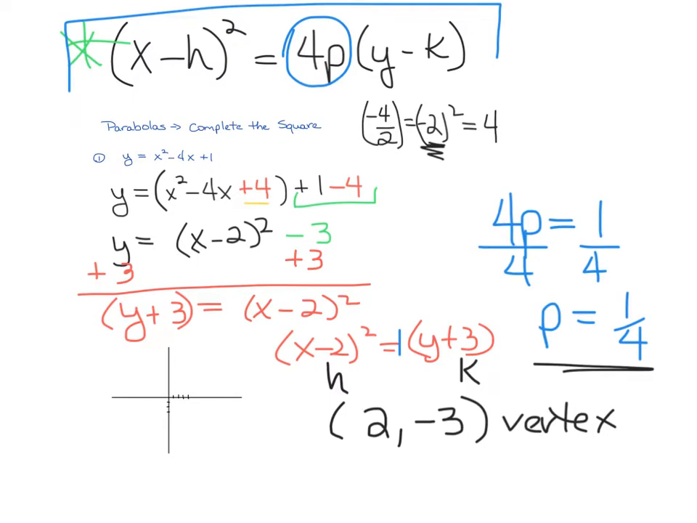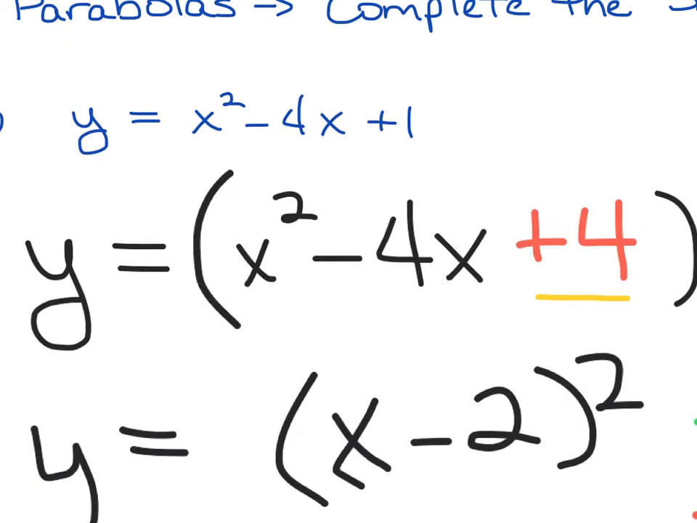But because our 4p value is positive, it'll be a U shape. Now, the easiest ordered pair for me to find is going to be the y-intercept when I'm given this in standard form. Because remember, the y-intercept is right here at the end. But I'll go ahead and show you the math behind it. It's plugging in 0 for x.